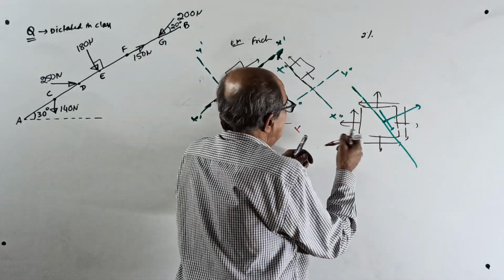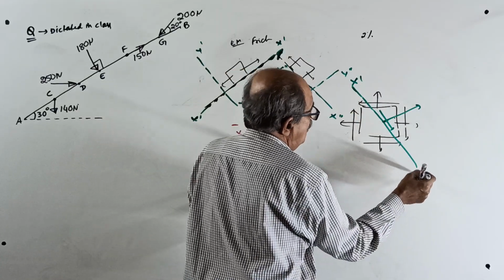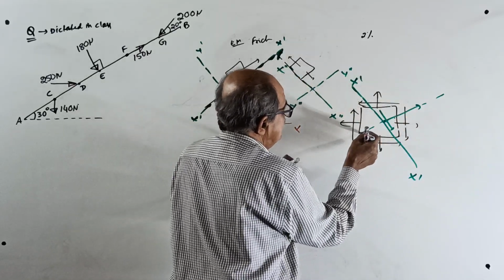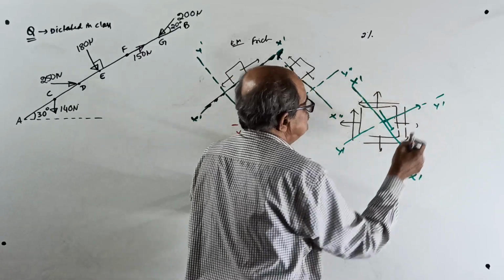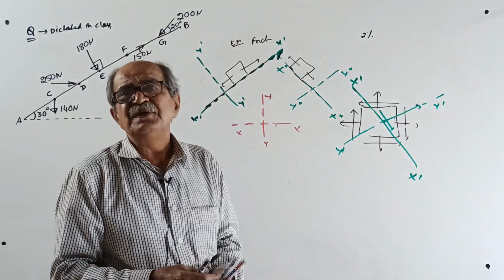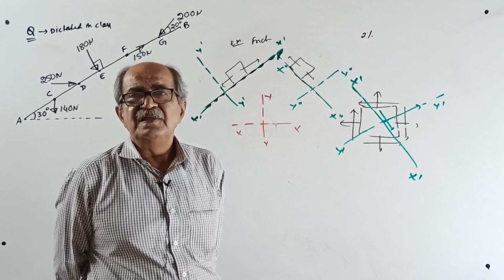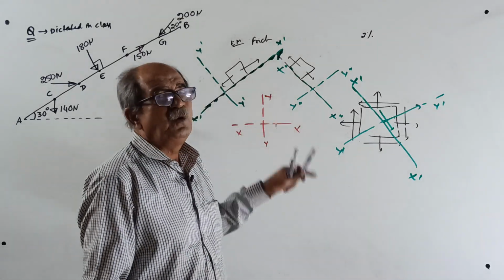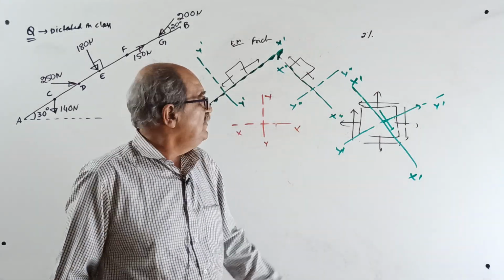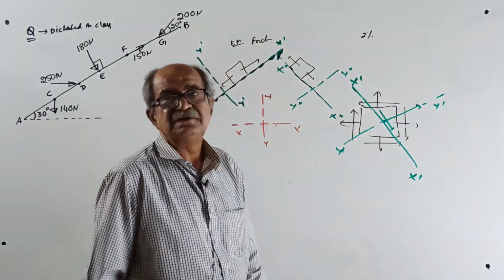So you can do one thing. You can imagine this as x dash x, and y dash y dash. Therefore, you should not learn by heart that you must always measure the angle with the horizontal. If x, y are horizontal and vertical, the principle is still the same: measure or consider the angle with x dash.